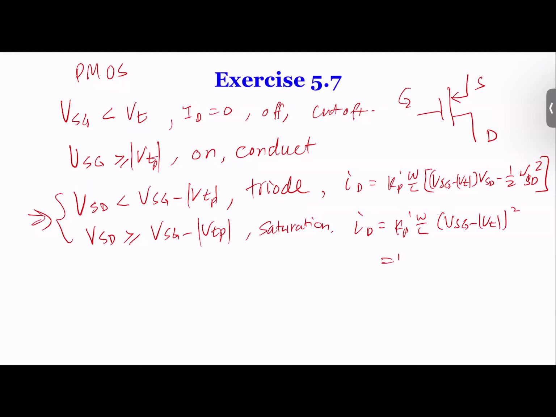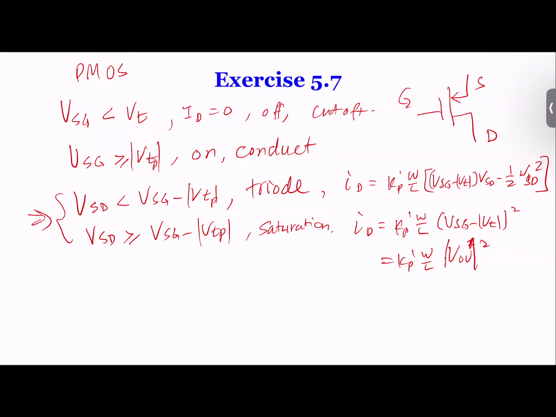Sometimes it can be written also as VOV squared. Okay, so it could be negative. So when you are given the problem, you get what is VSG for PMOS.